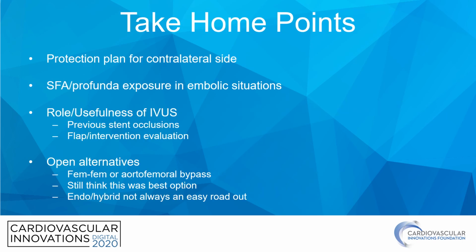I think the take-home points of this case are, when considering treating aortoiliac occlusive disease from an endovascular standpoint, it's important to have a protection plan for the contralateral side, especially when treating a unilateral occlusion. In embolic cases, I think taking the extra time to just dissect out the SFA and profunda can save you some headache later, as we were misled in our situation, thinking that we had good back bleeding when it was really just from a branch, and some clot had probably gone down prior to our exposure even.